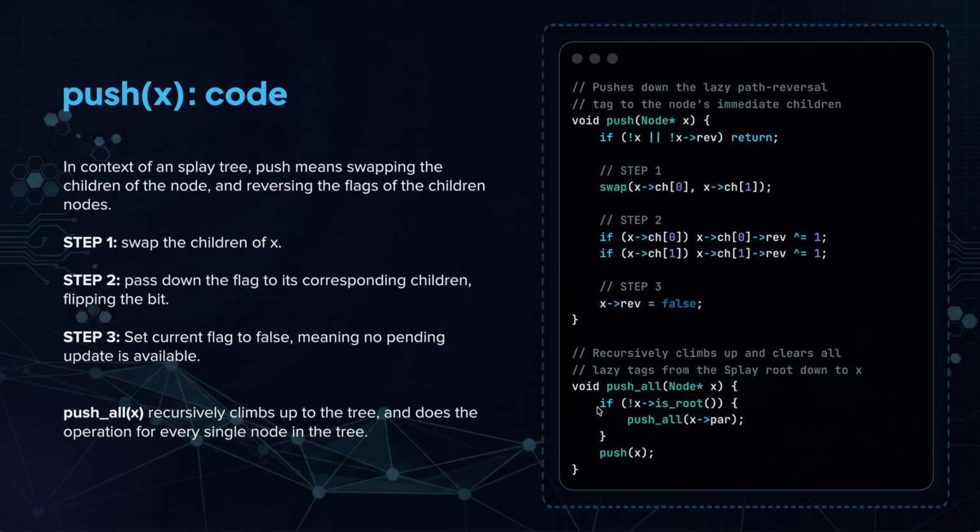So what is pushAll? pushAll is simply push, except it recursively goes all the way up to the root, and then pushes all the way down to X. So we see there is a recursive call to pushAll on the parent of X. It is defined by checking not X is root. So if X is not the root, then go up. Then once you finally go up, finally push and then go all the way down. Okay.